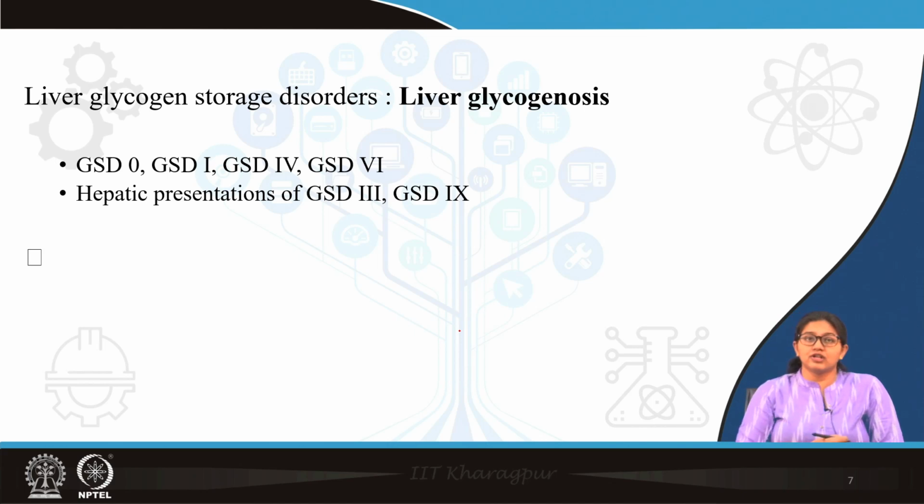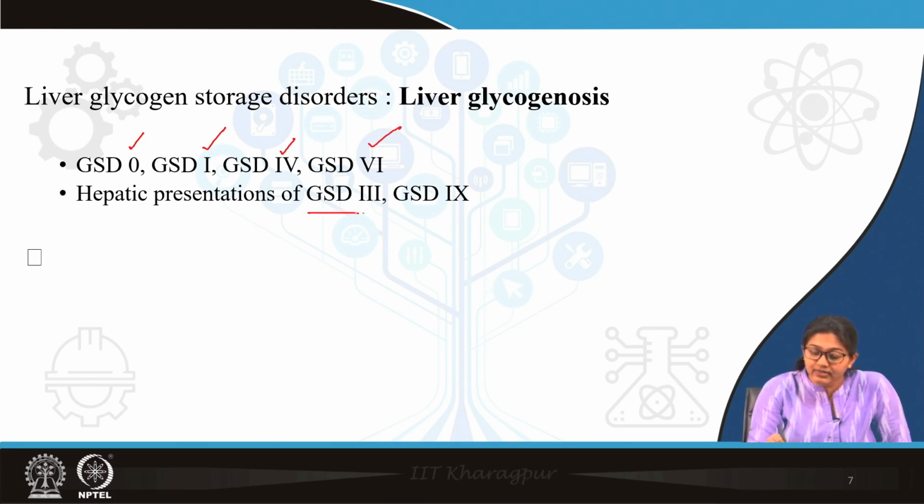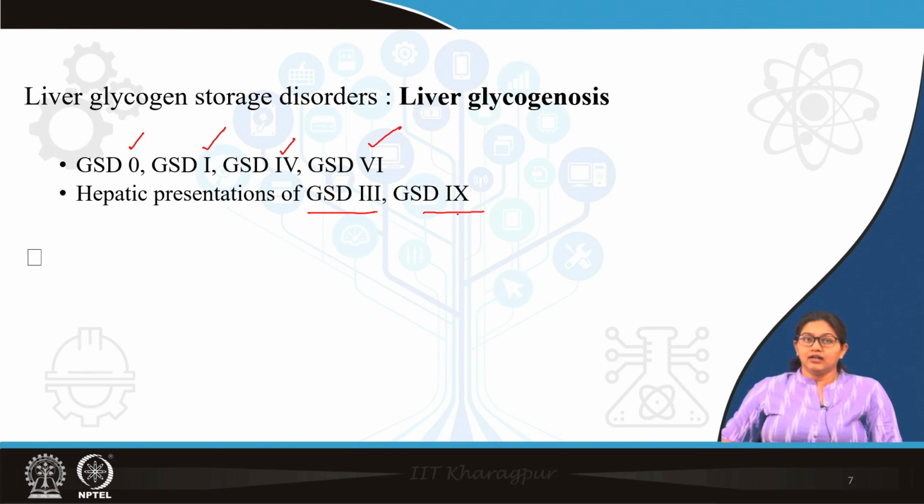Now, the liver glycogen storage disorders, or liver glycogenosis, are types 0, 1, 4 and 6. Then in case of glycogen storage disorder type 3 and type 9, the hepatic presentations manifest as liver glycogenosis. These types affect the liver, where as I told, there will be fasting hypoglycemia and hepatomegaly. These patients will manifest with these things.